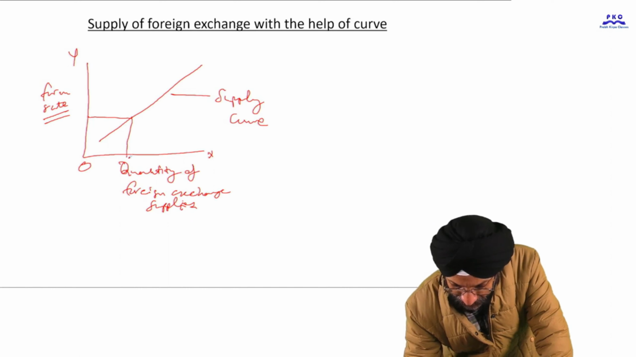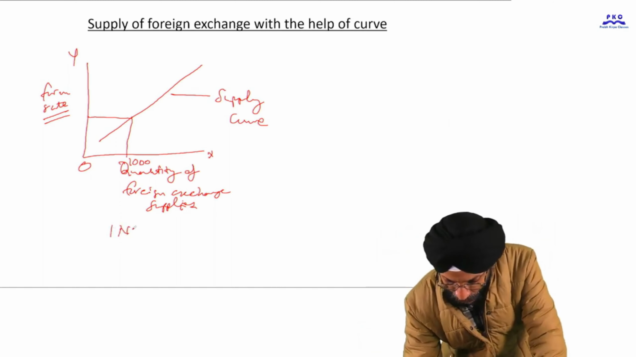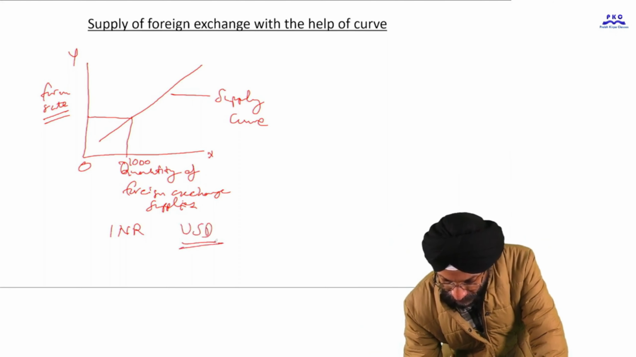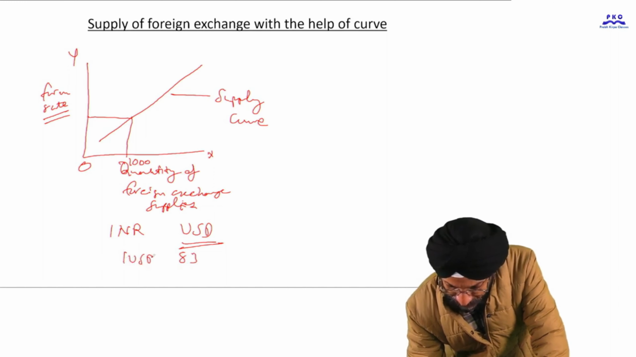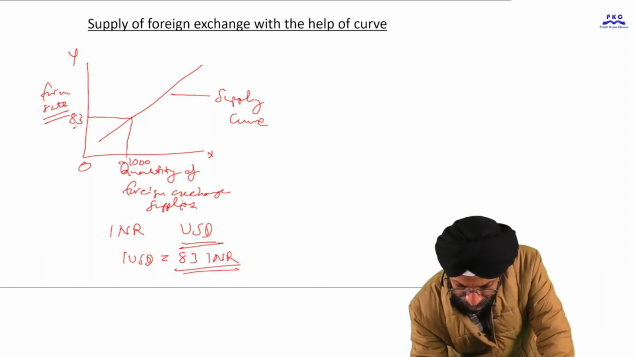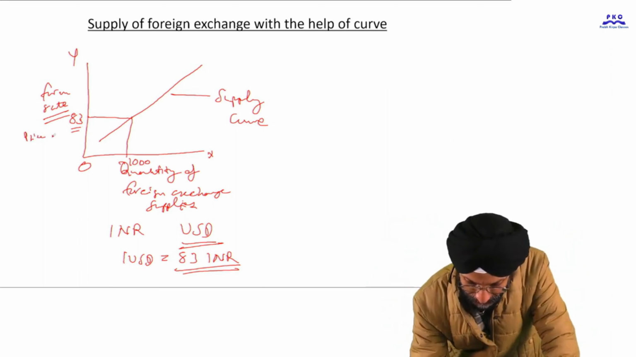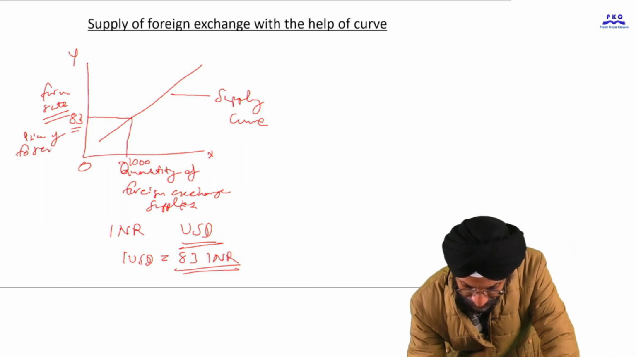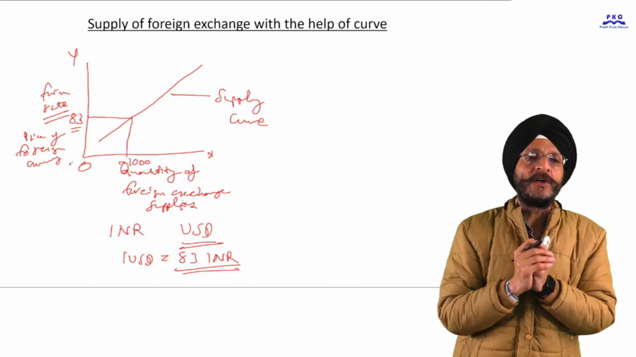If the price of a foreign currency is, we will take the example of the Indian rupee and the US dollar. At present, suppose the price of 1 US dollar is 83 Indian rupees. So if at present the forex rate, or the price of foreign currency in relation to Indian currency, is 83, suppose the quantity of foreign exchange supplied is 1000.